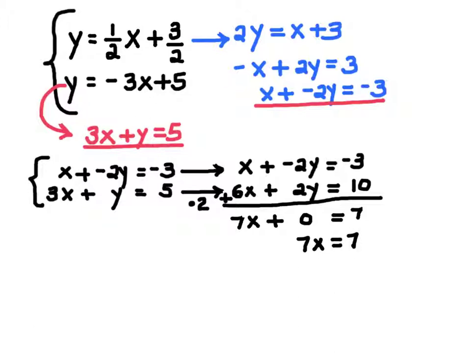Now we're solving for x, so I'm going to multiply both sides by the reciprocal of 7, which is 1/7. And what happens is the 7 and the 1/7 cancel out, giving me x is equal to 7 times 1/7, or 7 over 7, which is 1.